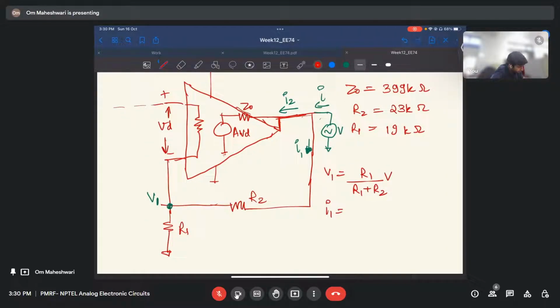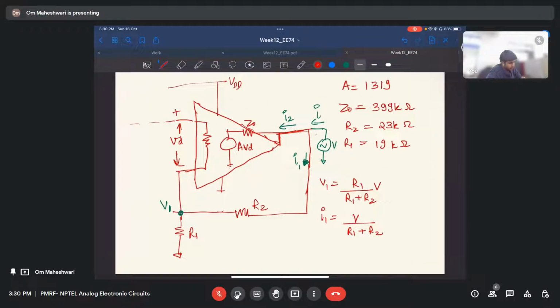I1 is V by R1 plus R2. For now, when we are connecting this V here, everything else is connected to ground. So what is this VD here? We see VD equals 0 minus V1. It is minus V1, right? And it is minus R1 by R1 plus R2 times V. So here, what will be A times VD?